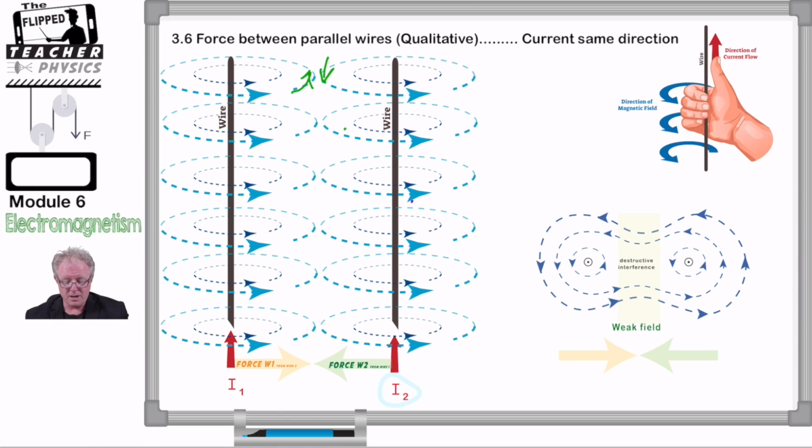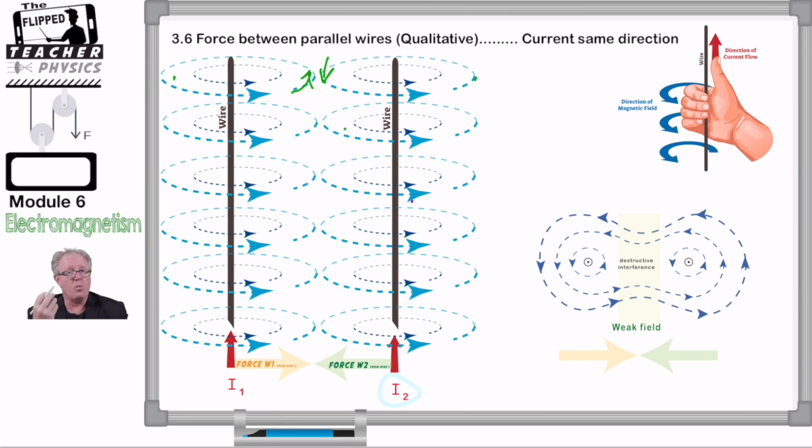So if they're going to undergo destructive interference, that means that we're going to have a region of weak field, and on either side they're going to be stronger field, and those wires will come together. Let's have a look at another way in which we can draw this and represent this.